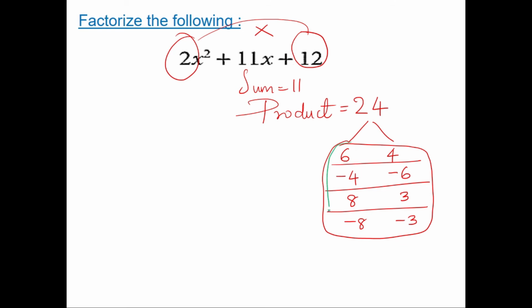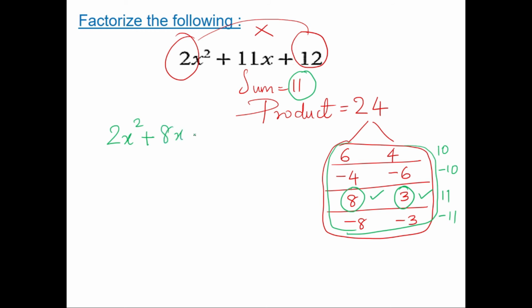Now from this list, you're going to find the one that's going to give you the sum 11. So 10, negative 10, 11, negative 11. You have found the two terms. It's 8 and 3. So you have 2x squared, and you're splitting 11x as plus 8x plus 3x plus 12. So you have 4 terms.